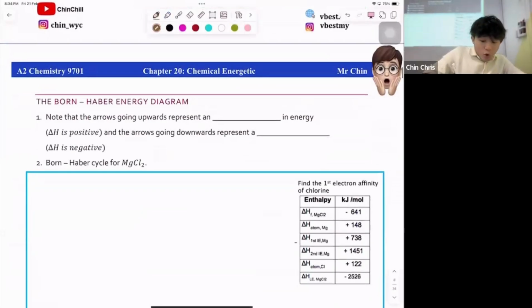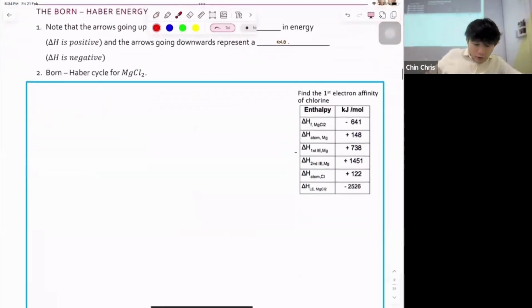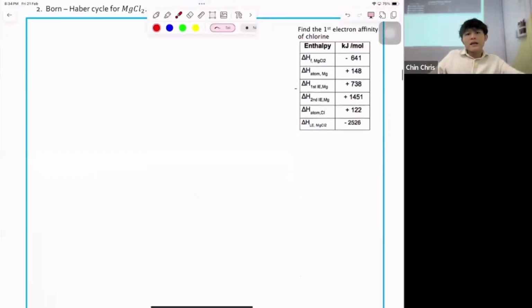Note that an arrow going up always represents an endothermic process. An arrow going down always represents an exothermic process. Okay, guys, go. So find the first electron affinity for chlorine. Look at this question. I want you guys to find the first electron affinity for chlorine. Get me the answer now.